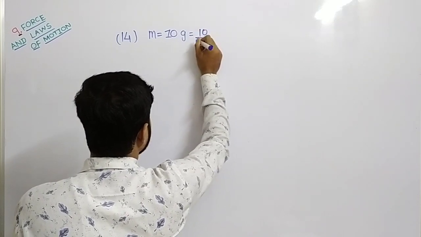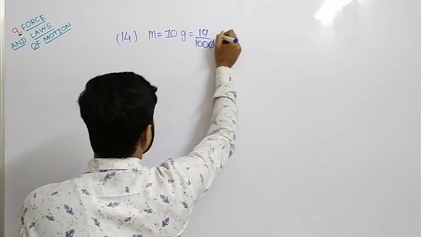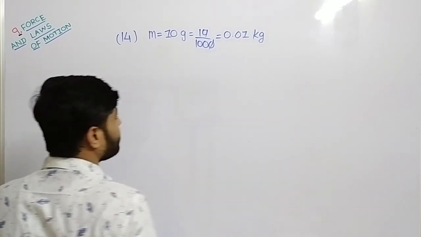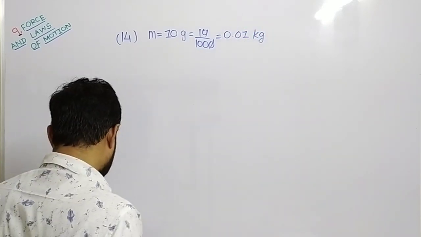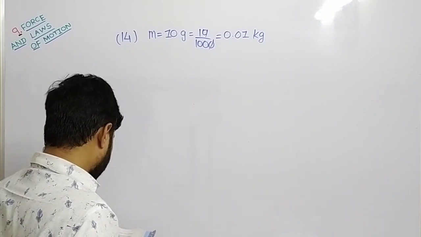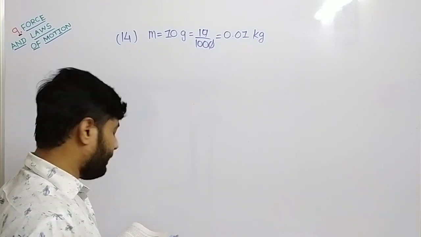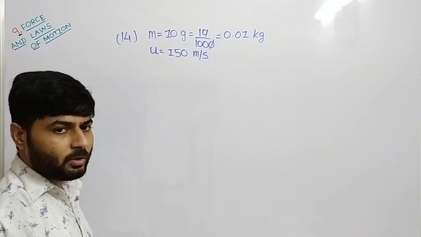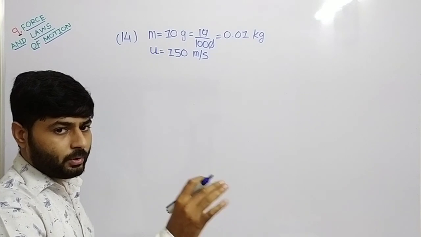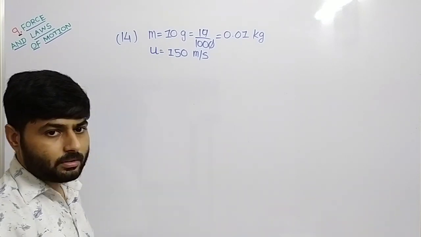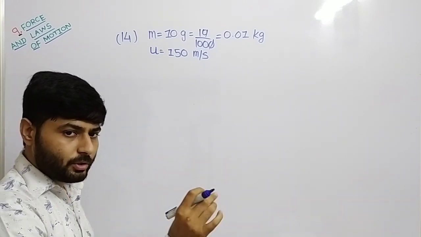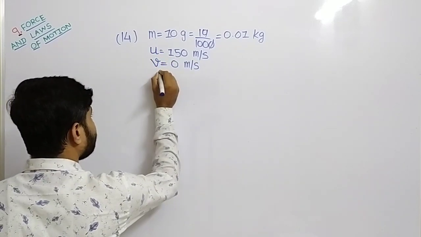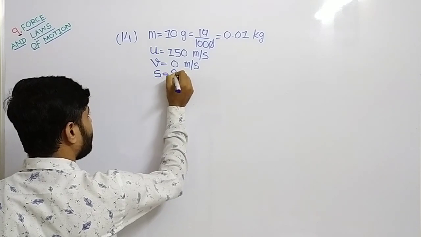10 divided by 1000, so I have 0.01 kg. That is in SI unit. Mass, with velocity 150 meter per second. Final velocity: after sticking into the wooden block, the bullet will stop. So final velocity V is 0. Let's say the distance of penetration is equal to S.